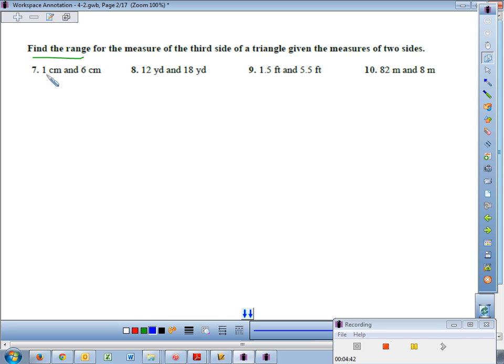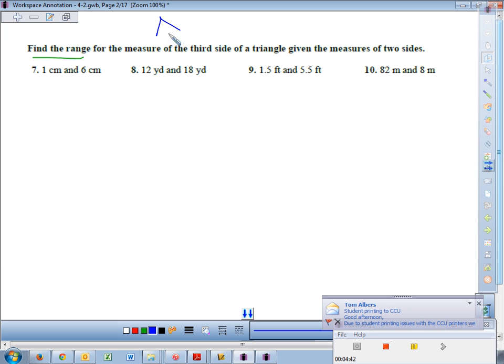For number 7 right here, they got side lengths of 1 and 6 on a triangle. So here's a rough sketch of a triangle right there. You know one side is 1 centimeter long and the other one is 6 centimeters long, correct? They're asking, what's possible for this other one? Would any number in the world work for that side? No. So which numbers don't work?